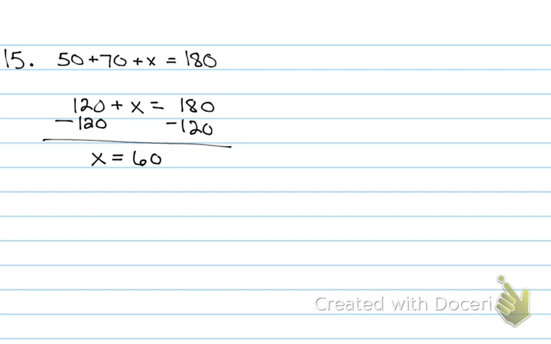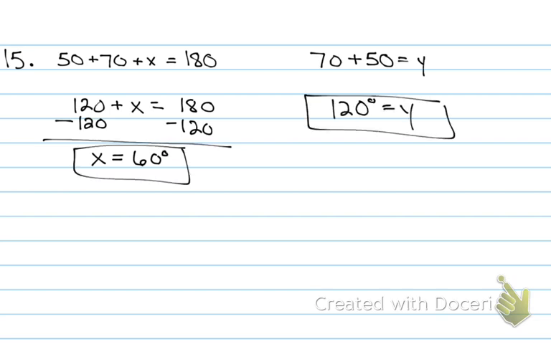Or the exterior angle is equal to the sum of the two interior angles not touching it. What's 50 plus 70? 120. Either way, guys, 120 and 60, these two angles have to add up to 180 because they're supplementary. Okay, so that's 15.